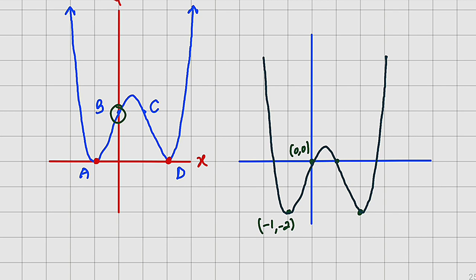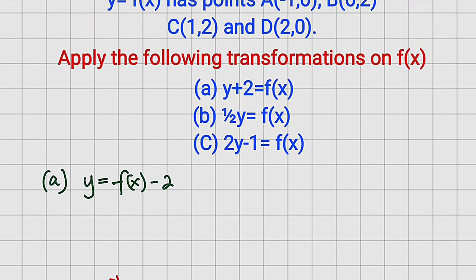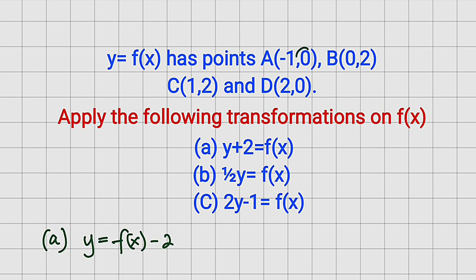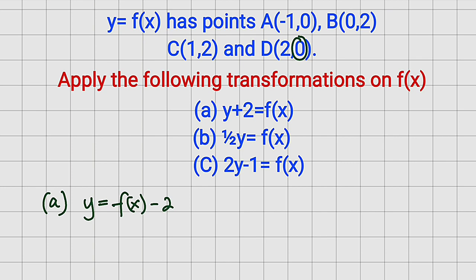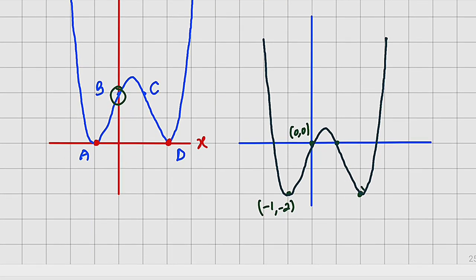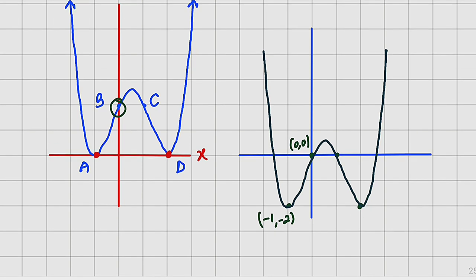And what you can do as well, you can add negative 2 to all y coordinates. Look at them here. If you add negative 2 here, it becomes negative 2. Add negative 2 here, it becomes 0. So we have 0, 0. Negative 2 here, it becomes 0 as well. Negative 2 here, it becomes negative 2. This is negative 2. Before it was 0 here. So we are done with the first part.